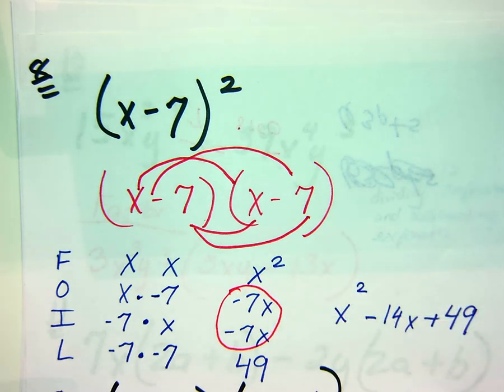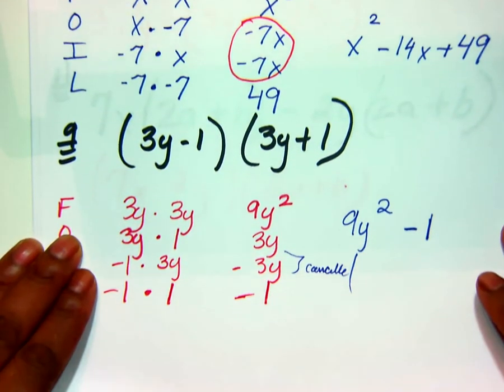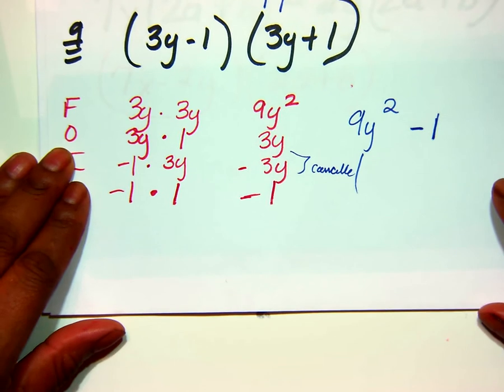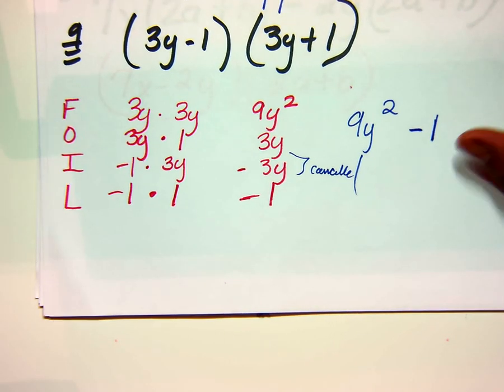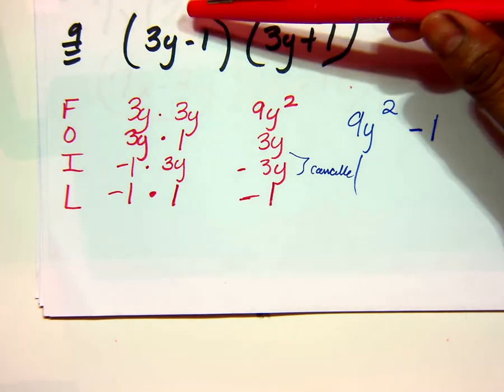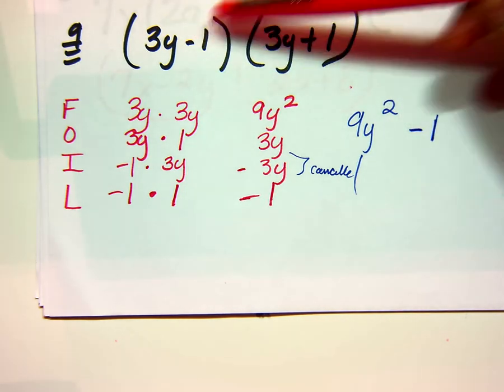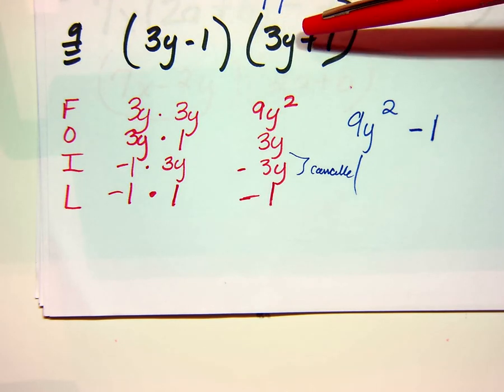Here goes another one. Now this one's being kind of selective because notice how they're the exact same thing except your signs are different. This one is a negative, this one is a positive. So when you do this, you got to be very, very careful with it because something will be eventually canceled.